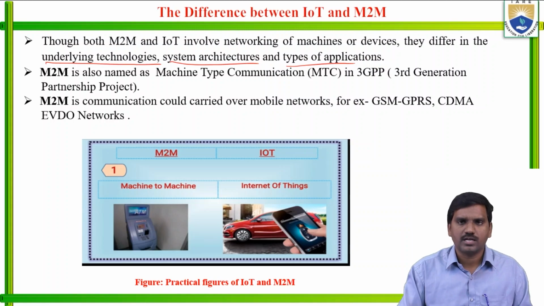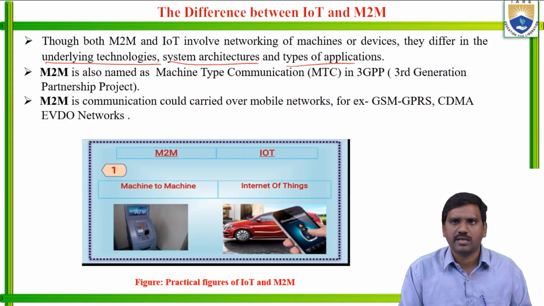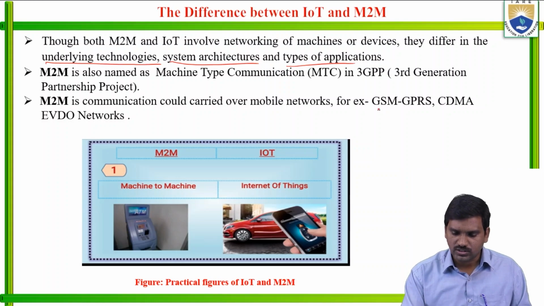M2M is also named Machine Type Communication (MTC) in the Third Generation Partnership Project. M2M communication can be carried over mobile networks, that is GSM, GPRS, and CDMA EV-DO networks. So this is the practical figure of IoT and machine to machine.